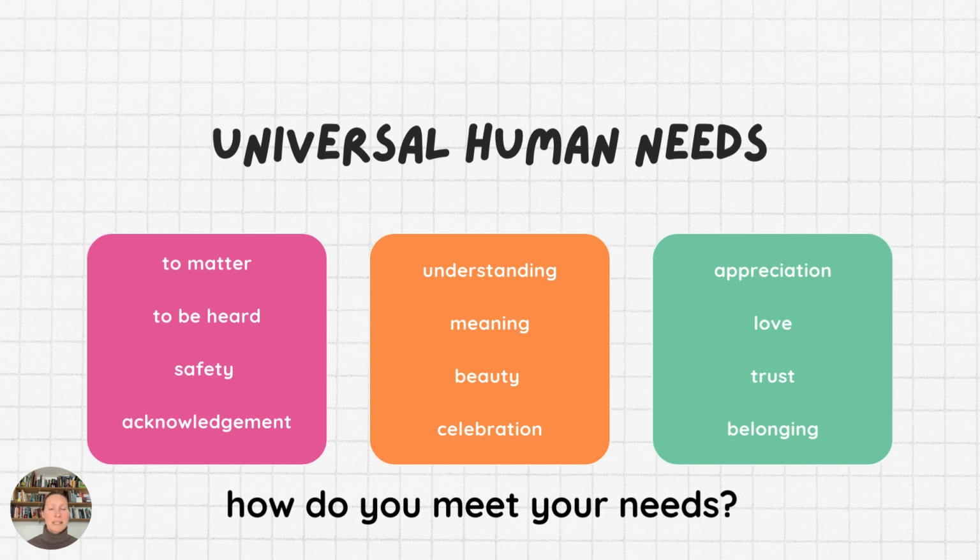So here's a list of words, and we share these lists at the beginning of the session, and you can find them by Googling nonviolent communication, universal human needs. How do you get your needs met? So needs are different to strategies, and we use strategies to meet our needs. How do I meet my need to be heard? How do I meet my need for celebration or belonging?